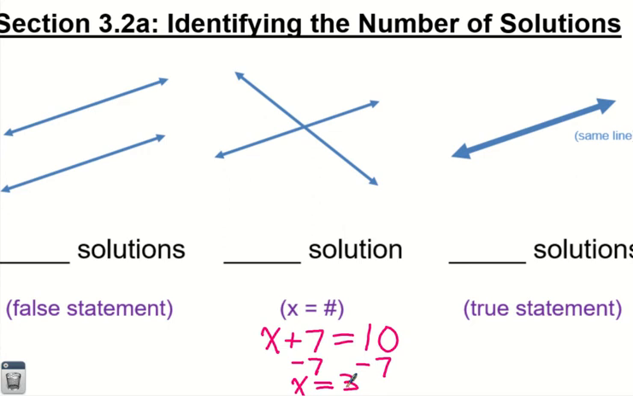That might be a weird question to you at this point in time, because you're thinking, wait, what? The one and only answer is 3. So in that situation, there is only one solution. If you end up getting x equals some number, like x equals 3, x equals negative 2, x equals 157.2, whatever.